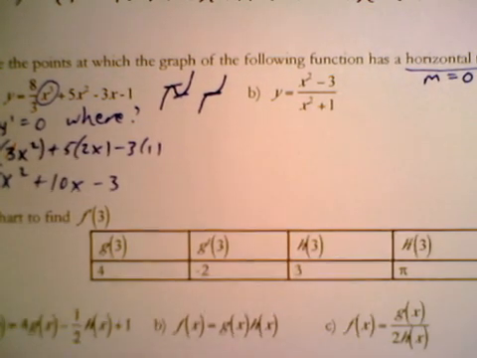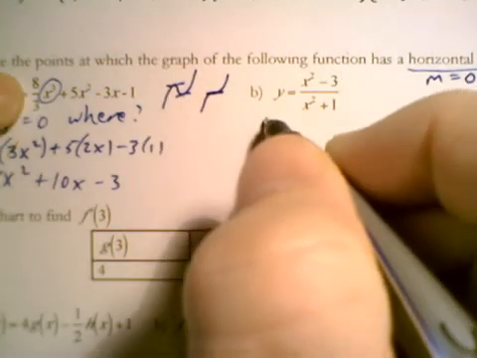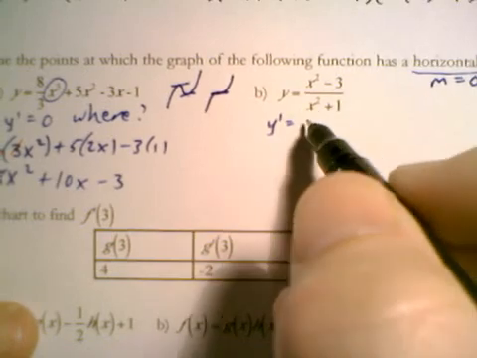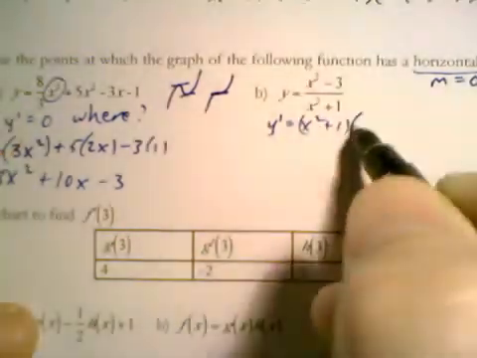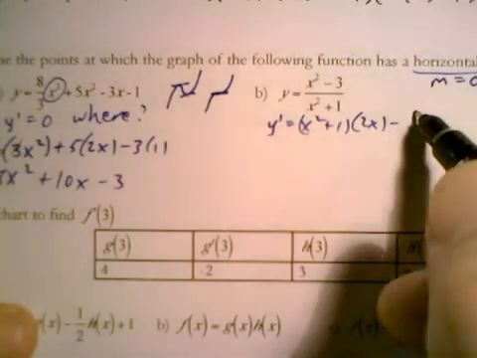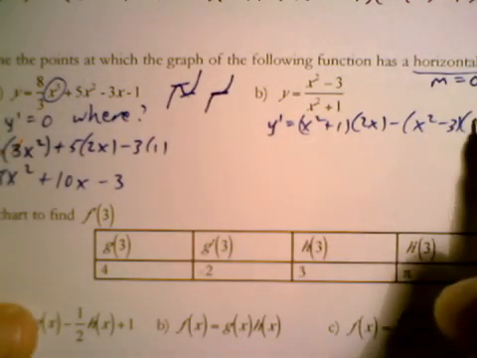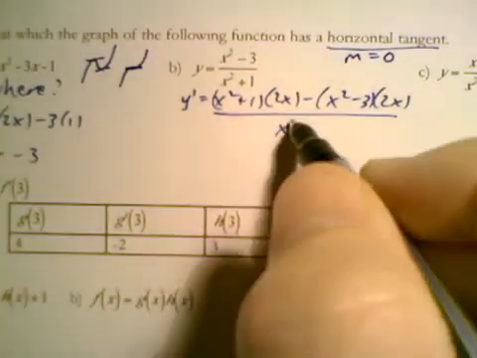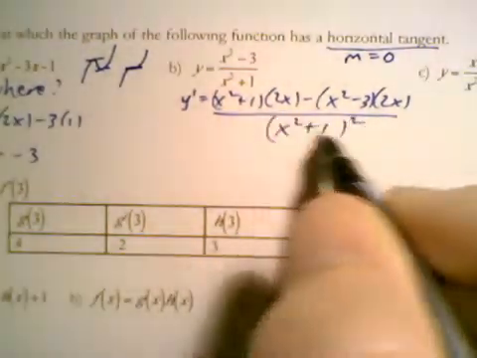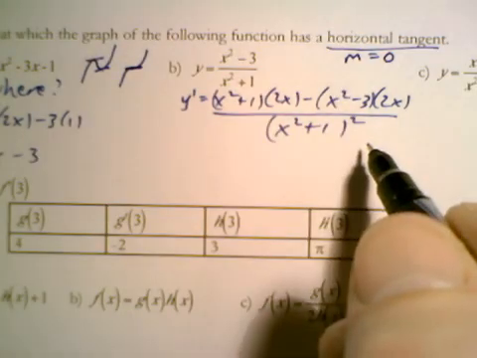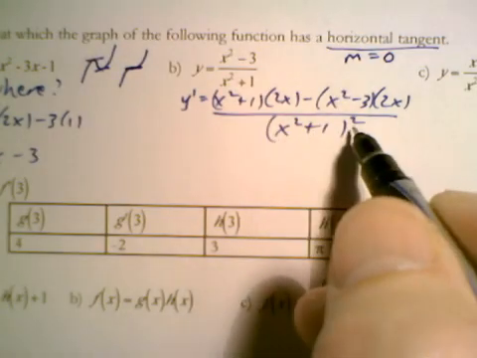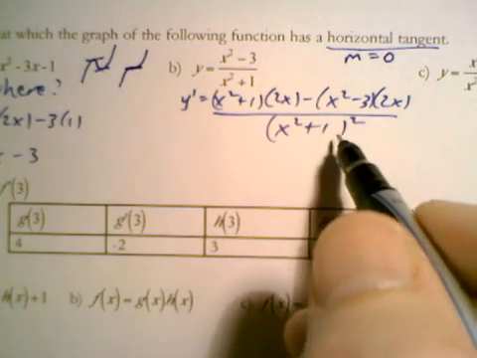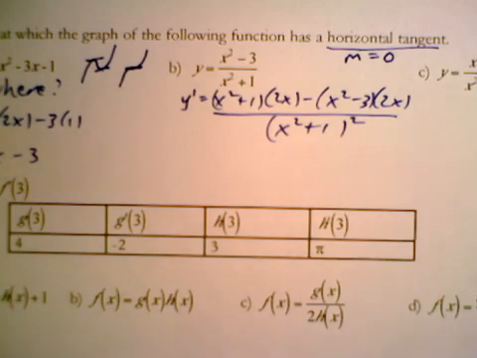Let's see if I can squeeze it in here. We've got y. Oh, good problem because it's a quotient. So y prime equals the low, x squared plus 1, d high, which is 2x, minus the high, x squared minus 3, times the d low, which is 2x, all divided by low squared, x squared plus 1 squared. And that denominator will never be equal to 0, because even if x is negative, that whole thing's positive. If x is 0, this whole thing is also positive. So we don't have to worry about any discontinuities in our graph.